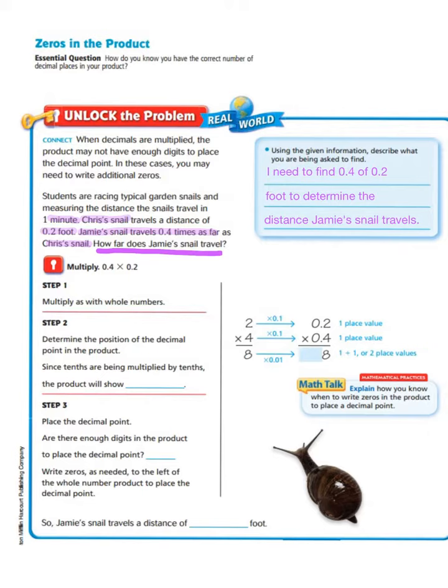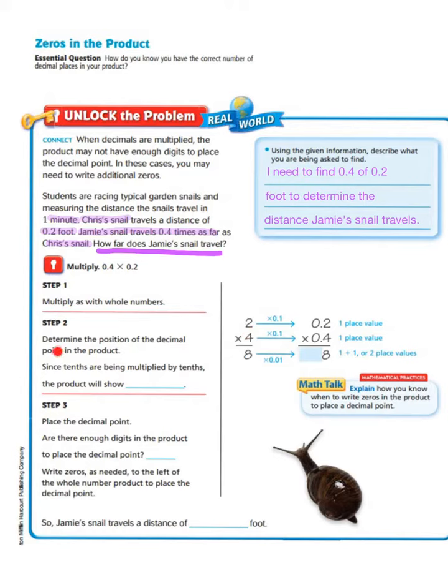So the first step that we're going to do is to multiply as with whole numbers. So we need to take 4/10 and 2/10 and turn them into whole numbers. So we will need to move our decimal point one place to the right in both factors. And therefore we will have 2 times 4.